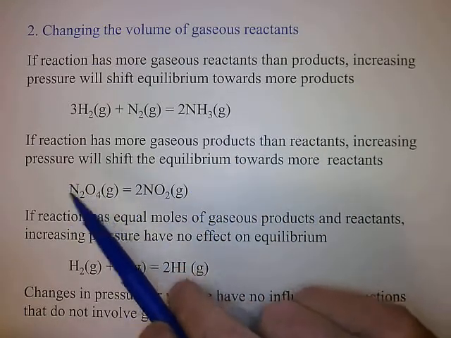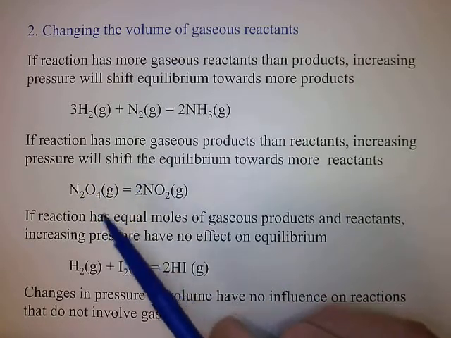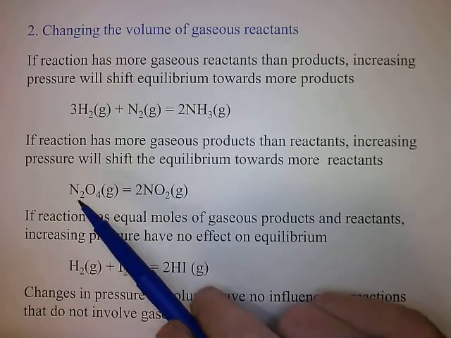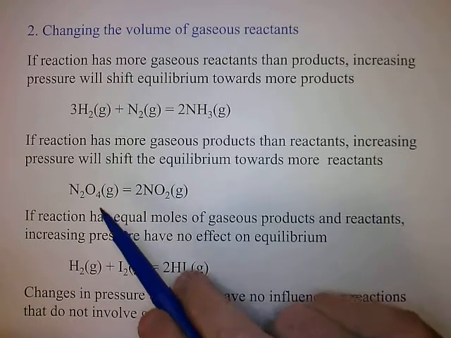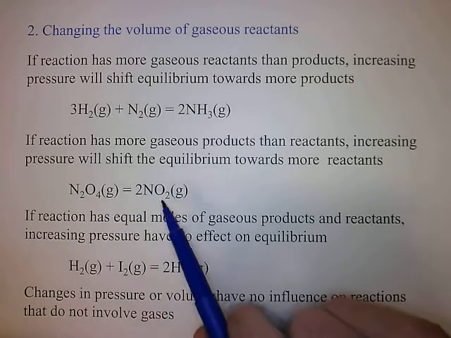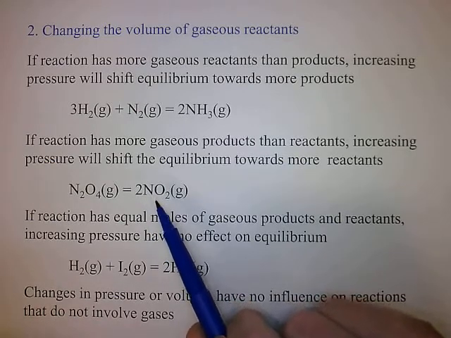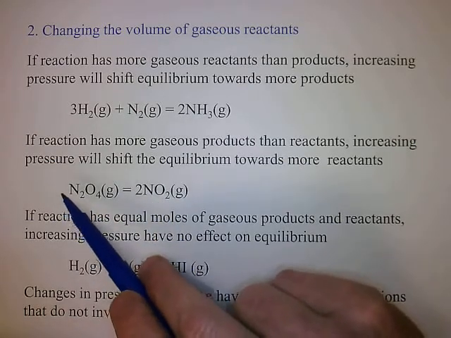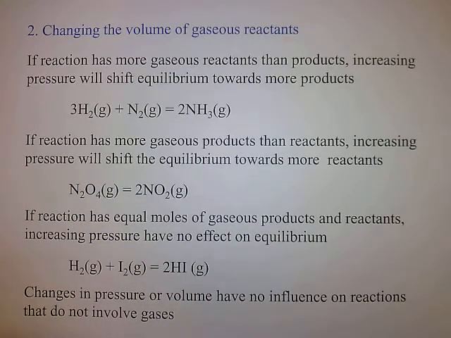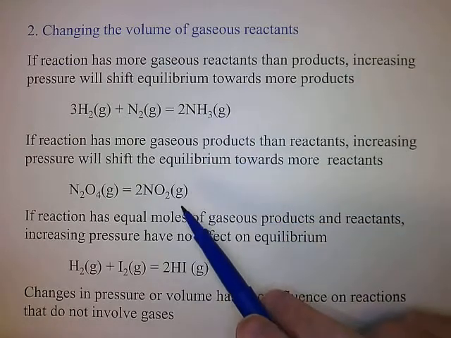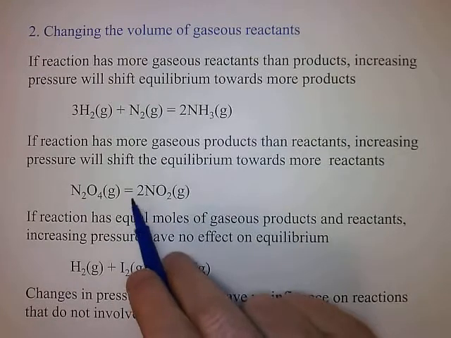So we'll keep picking on this reaction between N2O4 and NO2. Okay, now the reverse is true. We have more moles of gas on the right side. We have 2 moles of gas here in the NO2 and only 1 mole of gas on the left side on the N2O4 side. So basically, if we increase the pressure or decrease the volume, force it into a smaller container, it's going to shift towards the left.